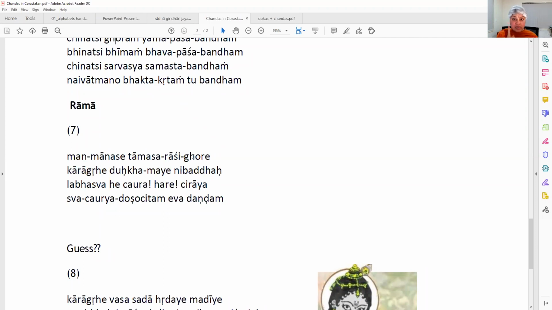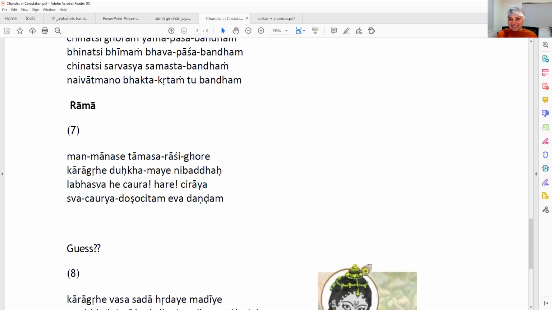I'm going to give you danda. Danda means punishment. And that punishment is uchitam. Uchitam means it is appropriate. It is perfect for you. Swachaurya dosha uchitam. The dosha, the mistake that you have committed by doing all this thievery, it is the perfect punishment for you. Now this verse gives pleasure to both the devotee and the Lord.